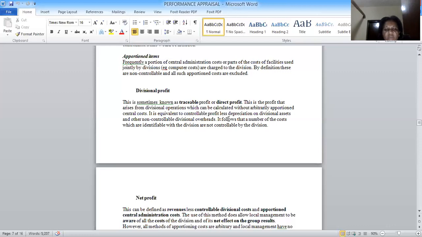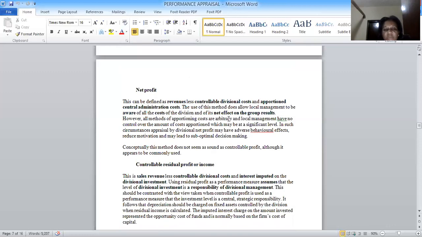Then we have another profit which we term net profit. Those net profits at the divisional level, they also have to calculate by getting their revenues. And then they will less the controllable divisional cost, that is the cost that is within their control. And in addition to that, they will apportion central administration costs. Central administration costs here means that there are some general costs that have been incurred in the company. So apportionments will come in here.